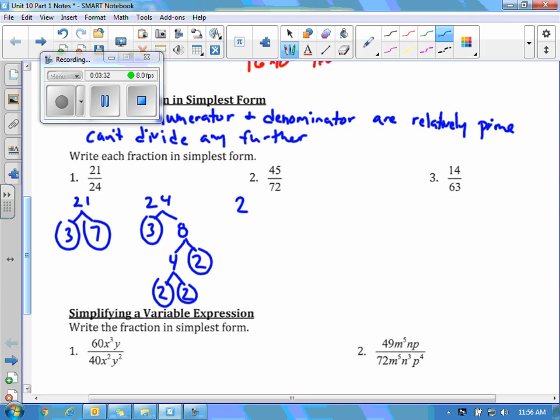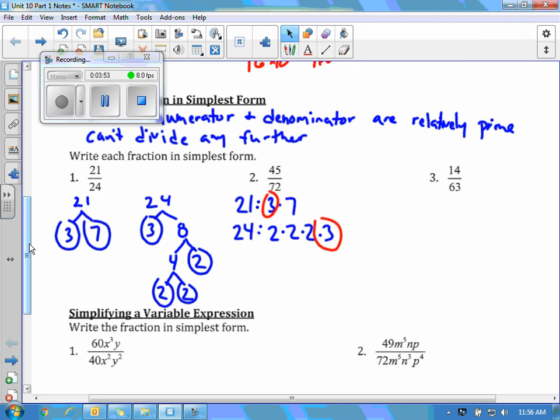Then I'm going to write out all these factors. For 21, that means I'm doing 3 times 7. For 24, I'm doing 2 times 2 times 2 times 3. And again, I just put those in order from least to greatest. After I've written them all out, now I want to circle what they have in common. They both have a 3 in common, and that's it. So the greatest common factor of these numbers is 3. That's what I want to divide by.